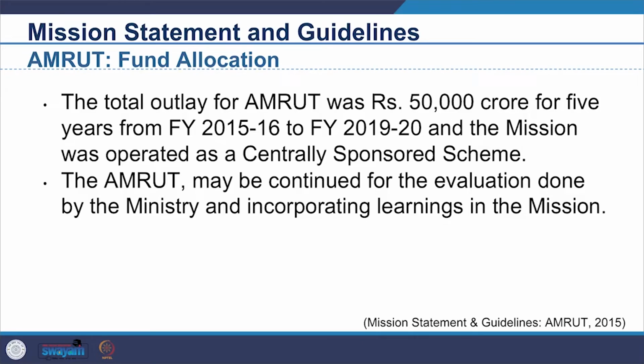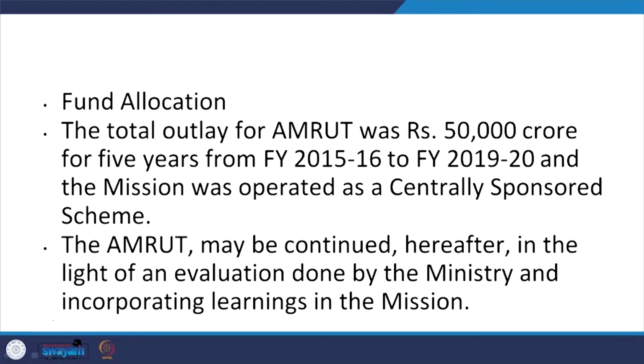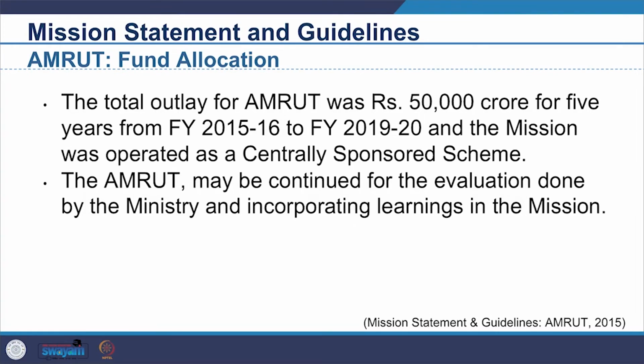We see that the allocation of funds, the total outlay for AMRUT, was 50,000 crore for 5 years from financial year 2015-16 to financial year 19-20, and the mission was operated as a centrally sponsored scheme. The AMRUT has been extended for 2 more years, based on the evaluation done by the ministry and incorporating learnings in the mission.